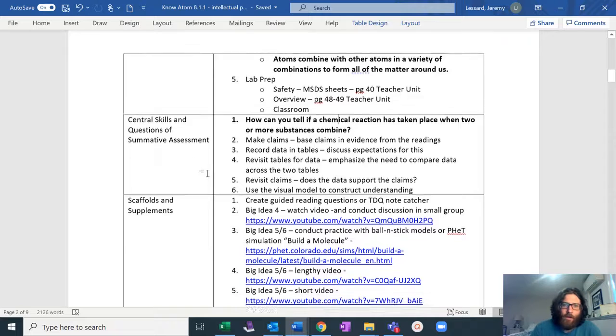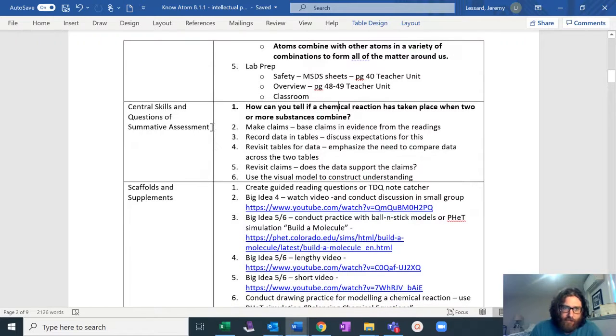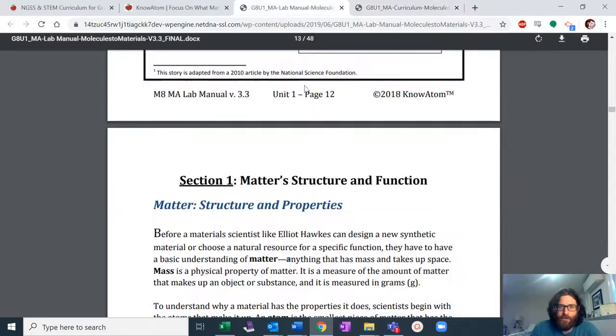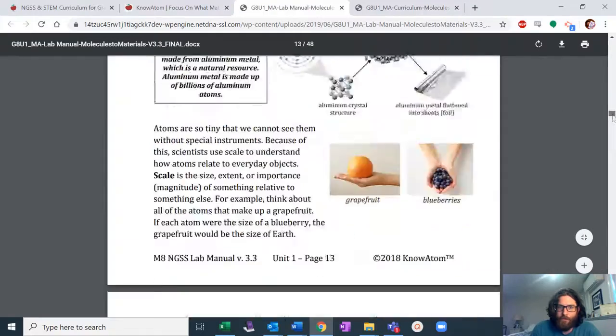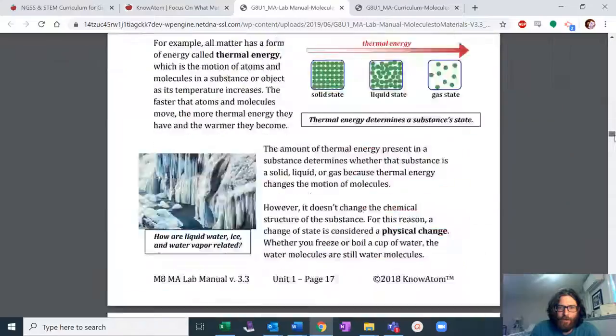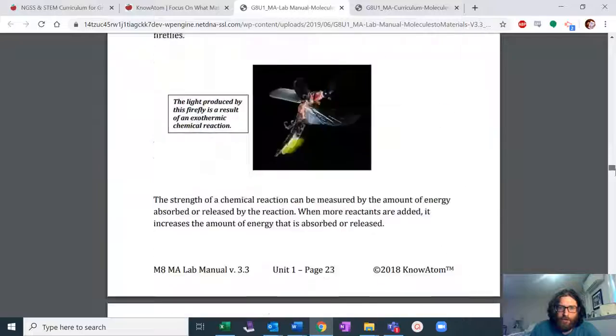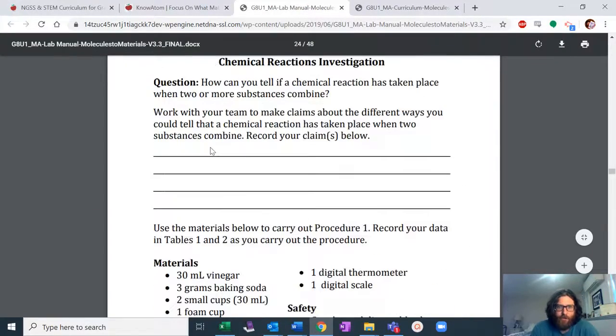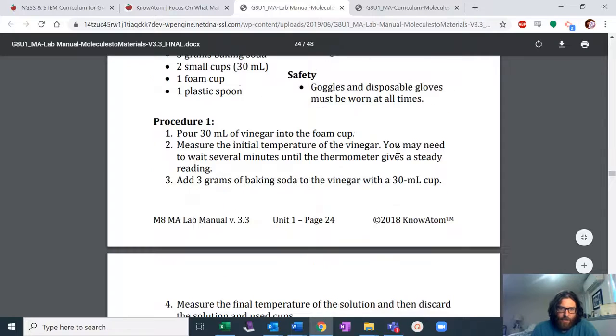Now, what are the central skills? What are the central things that we need to do in this summative assessment? So from here, I went to the student lab manual, and I looked at the experiment that they have to do. Okay, and so this experiment, right, the first thing that they're going to do is they're going to record a claim about how they can tell if a chemical reaction happens.